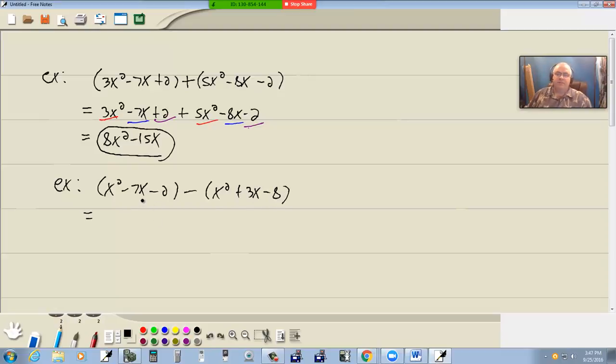now this first set of parentheses doesn't do anything, so I can drop it. So I got x squared minus 7x minus 2. Remember, a negative out in front of your parentheses flips the sign of everything inside. So this will flip the sign of the x squared, the 3x, and the negative 8. So the x squared becomes negative x squared, the 3x becomes a negative 3x, and the negative 8 becomes a positive 8.